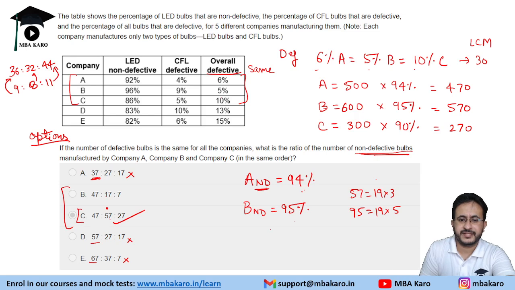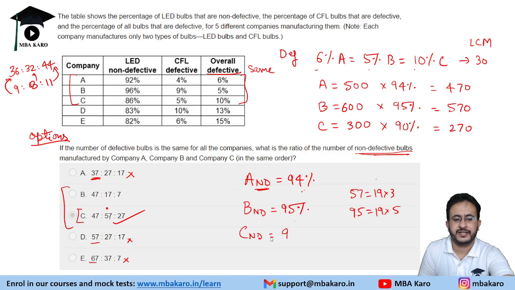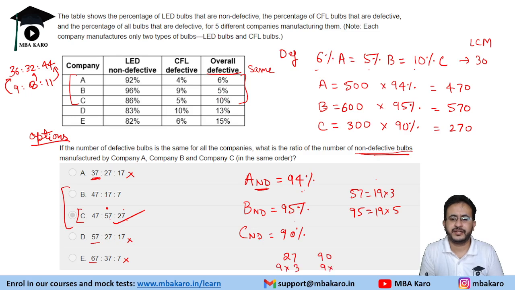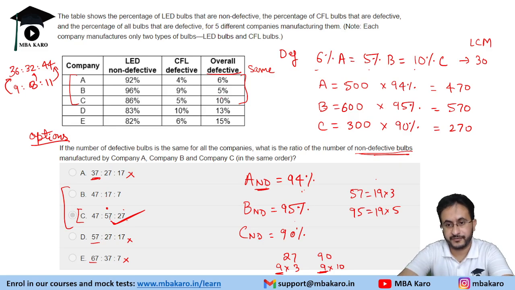Now for C, 10% is defective, so non-defective is 90%, right? 90%. Now if you see, you will say 27 does not divide 90, but 27 and 90, this is 9 into 3 and 9 into 10. So an element of 9 is still present in that. So one could have gone with this option using the logic. Okay, so this comes with practice, good understanding of numbers. And this is the proper way to solve it.